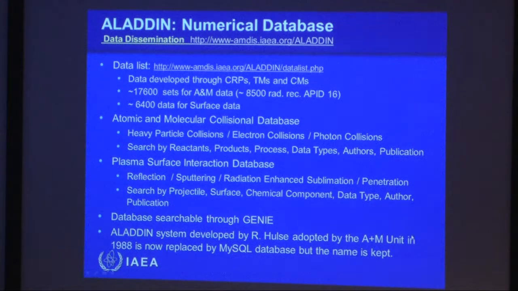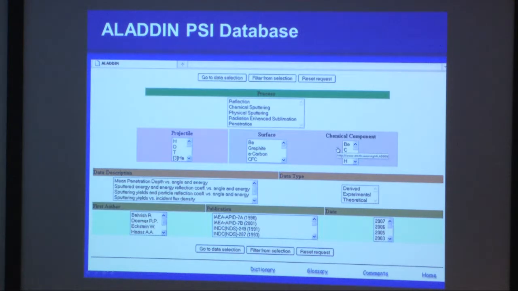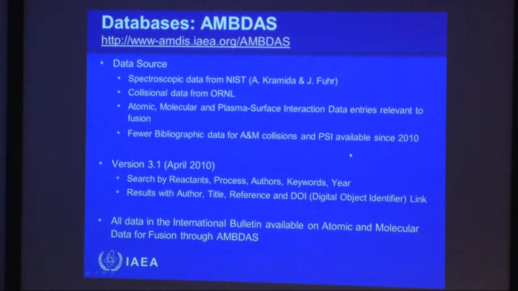It has many different types of data. We have heavy particle collisions, like charge exchange, and also electron collisions and photon collisions. We also have plasma surface interaction data: reflection, sputtering, penetration, and so on. This is an interface, and Yuri is going to use it later in this hour. For heavy particles, there are process categories. For plasma surface interaction, you see the processes, and you find the projectile, the surface, and the chemical compounds of the surface. We also have a bibliographical database, which is just literature information.